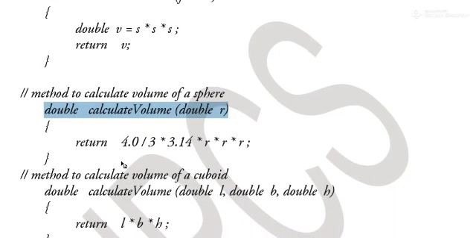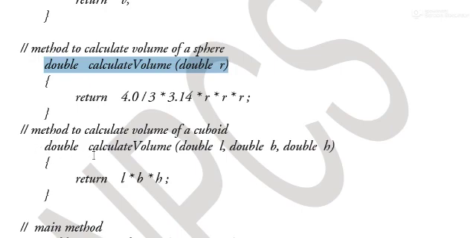The next method also has the same method name. It returns double, but the parameters of this method are also changed. It receives three parameters of double type and returns the volume of a cuboid.